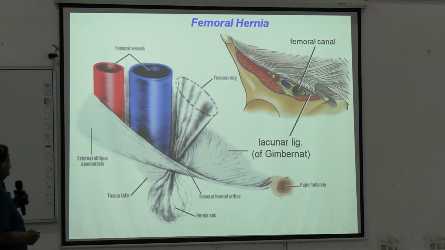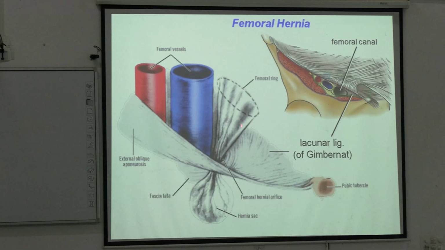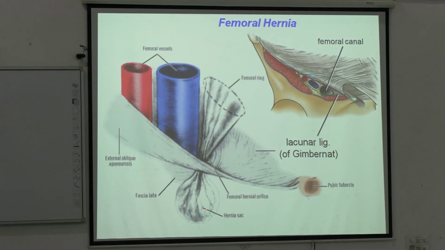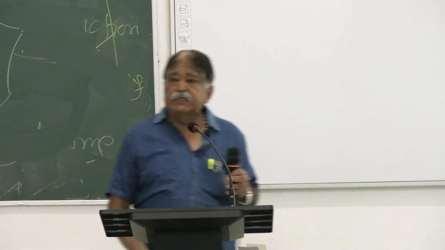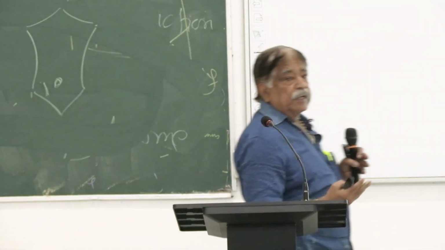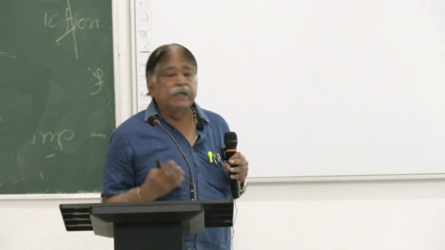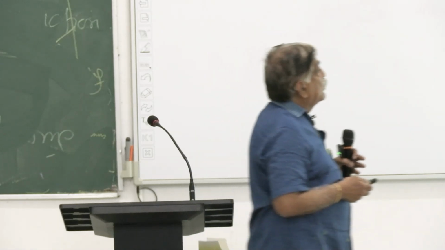Now, femoral hernia, you see the femoral vessels. Now, this is the femoral ring. The herniation occurs here through the femoral ring. Femoral hernia orifice, sac, and fascia lata. It is in this place. So, whenever you are examining a patient who complains of swelling here, then you think of inguinal hernia, direct, indirect, and also the femoral.